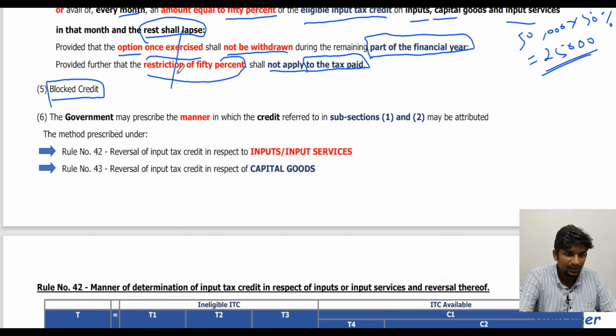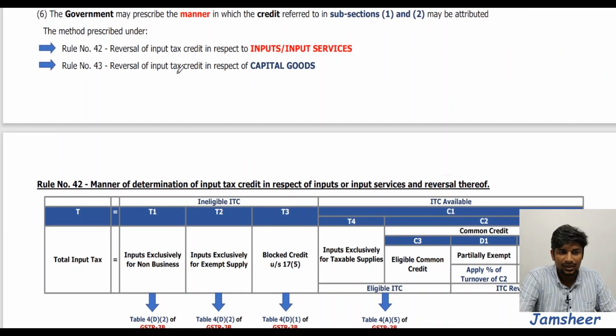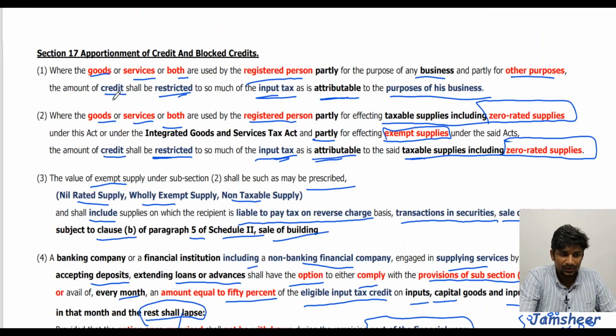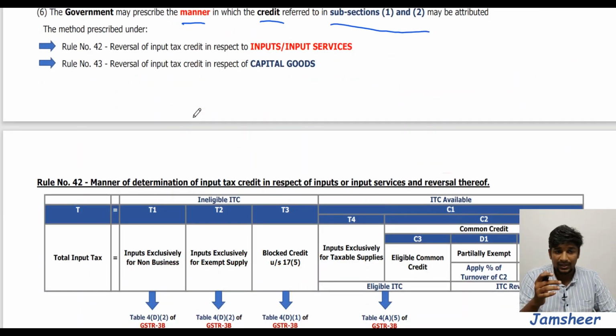Subsection 6 of section 17 says the government may prescribe the manner in which the credit referred to in subsection 1 and subsection 2 may be attributed. So in the case of these two suppliers, there is a manner of determination of input tax credit, and there is some other computation that will be prescribed under rule number 42 and 43.